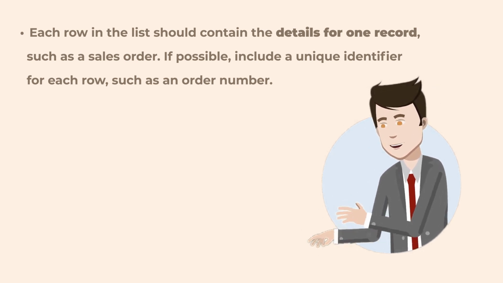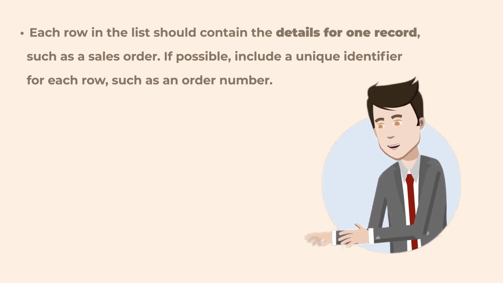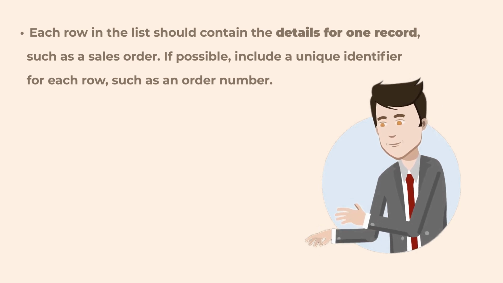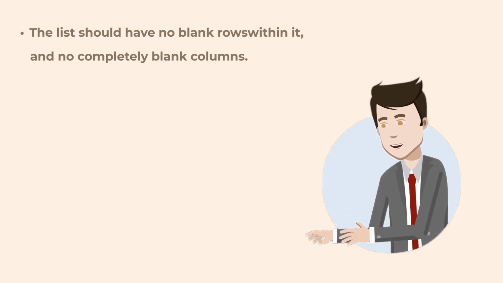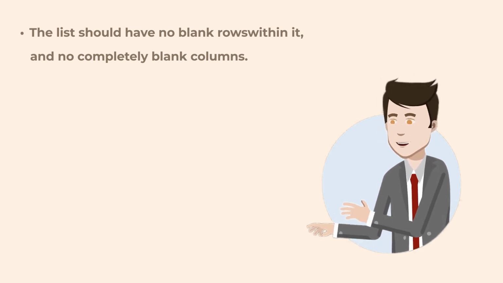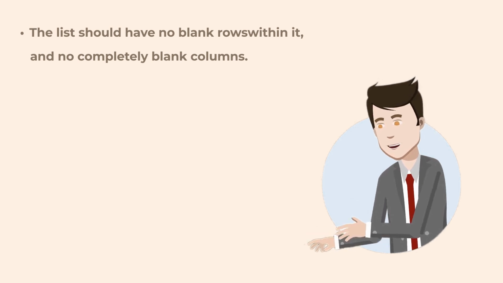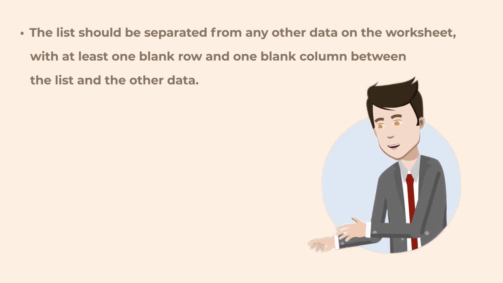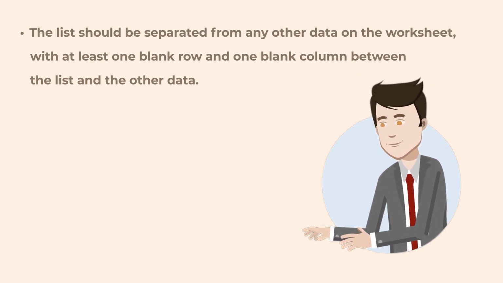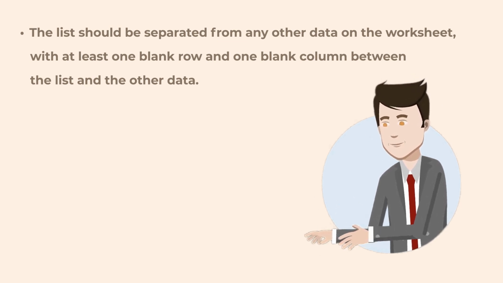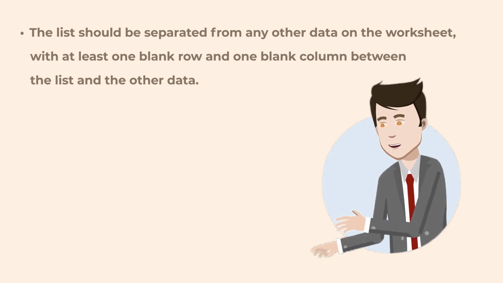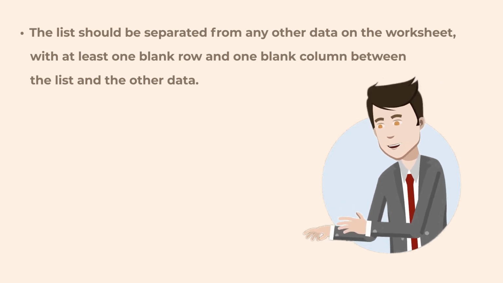If possible, include a unique identifier for each row, such as an order number. The list should have no blank rows within it, and no completely blank columns. The list should be separated from any other data on the worksheet, with at least one blank row and one blank column between the list and the other data.